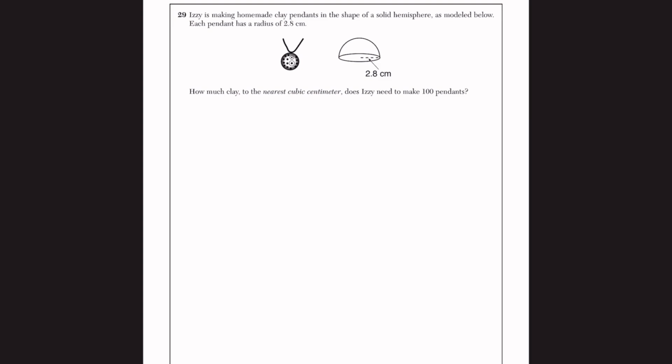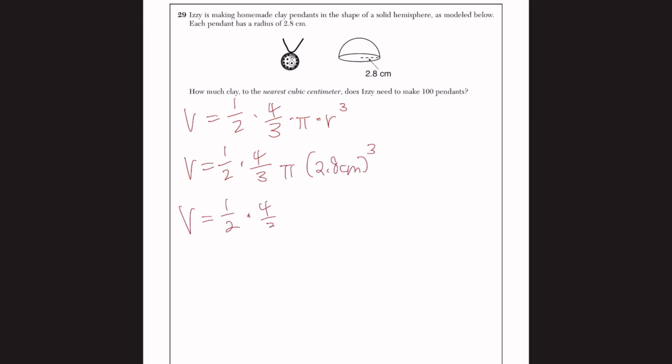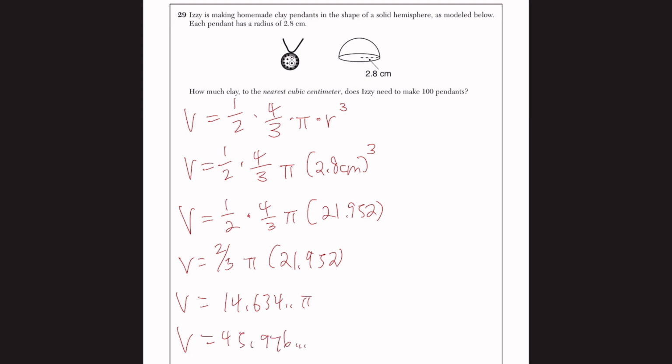So first we can find the volume for one of the pendants. The volume of a hemisphere is equal to 1/2 times 4/3 times pi times radius cubed. So we can just plug in the radius, which we know is 2.8, and solve for the volume. So you should get this for the volume of one pendant.